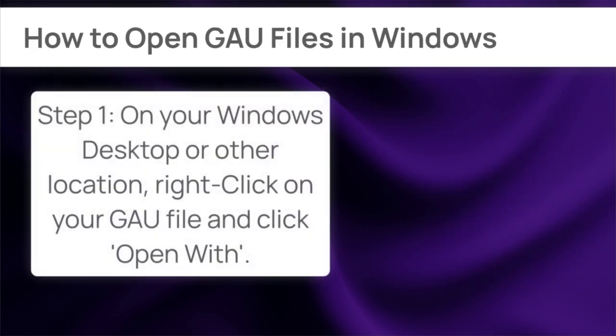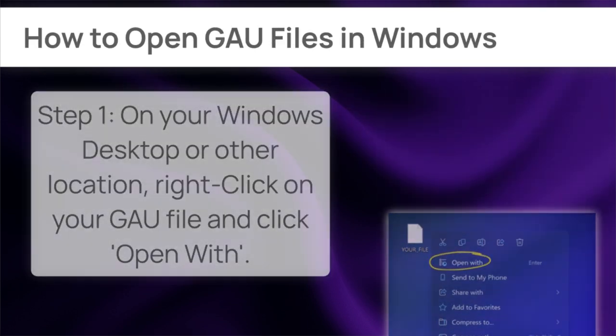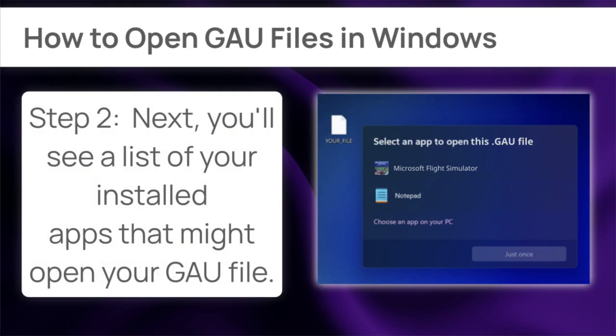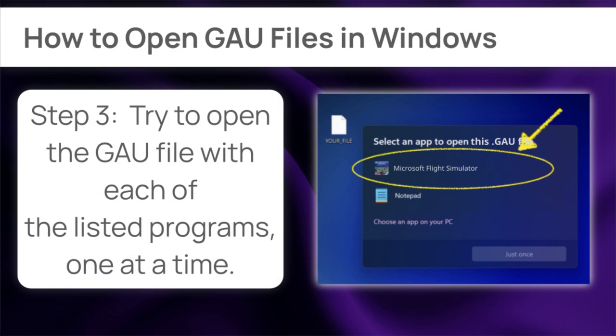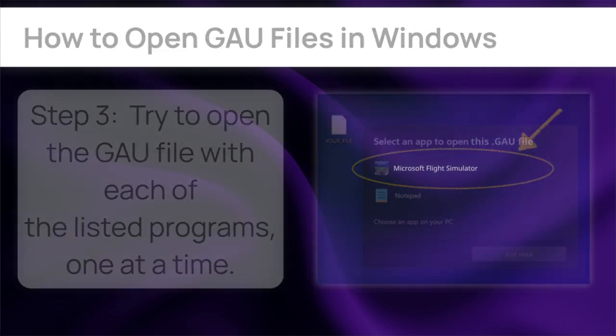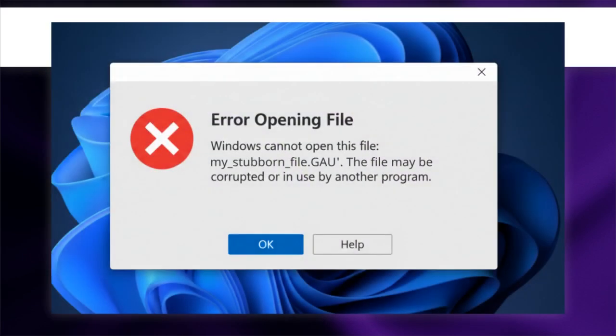To open this specific GAU file, right-click your file and select Open With. If Microsoft Flight Simulator is available, use that first. If it's missing, choose another program. Don't worry if it takes a few attempts to find the right software. If your GAU file isn't cooperating, don't worry.